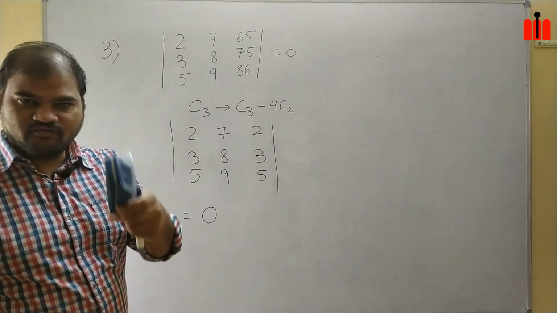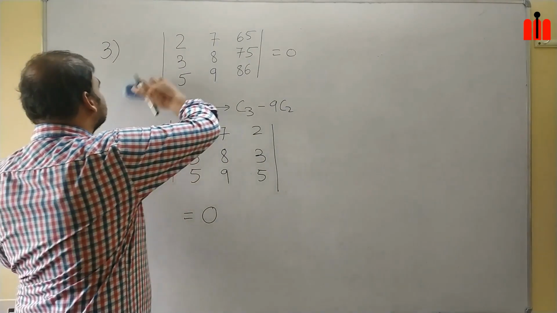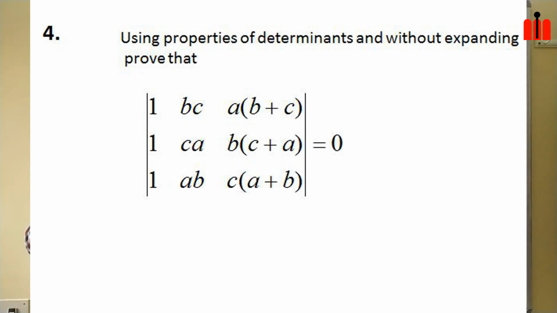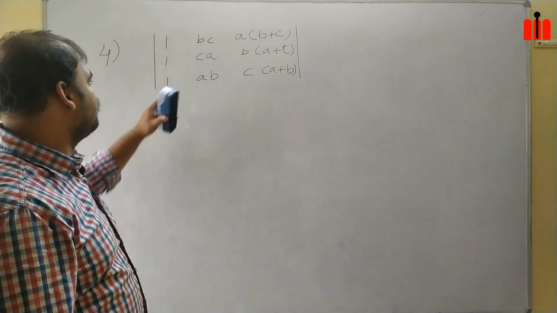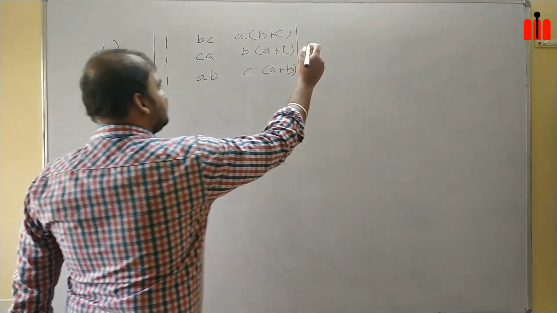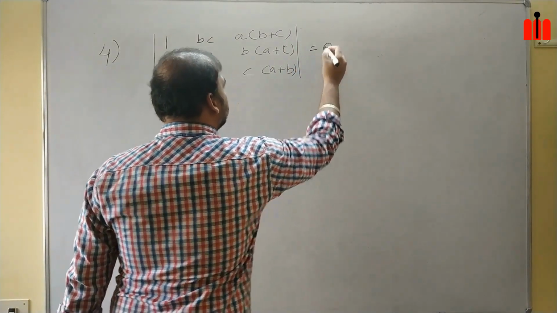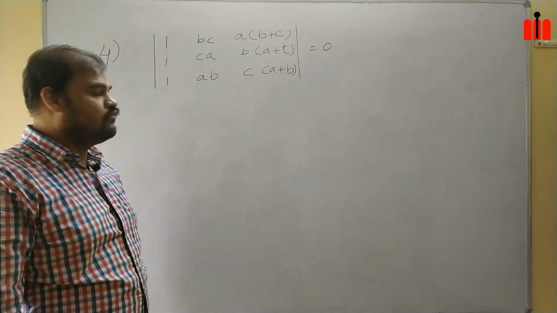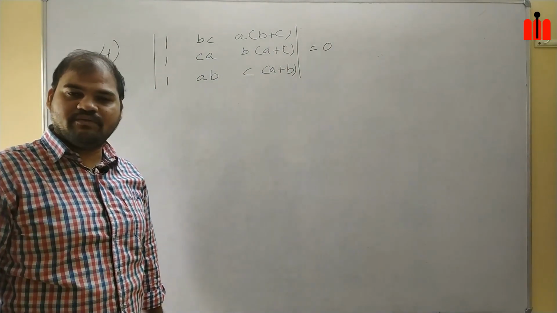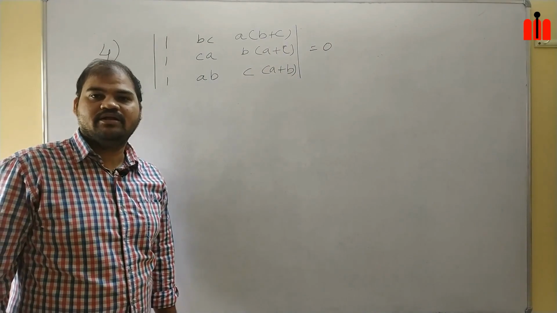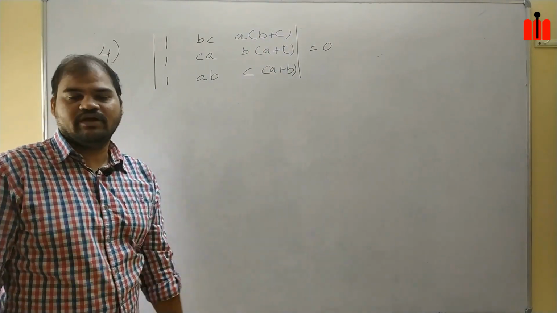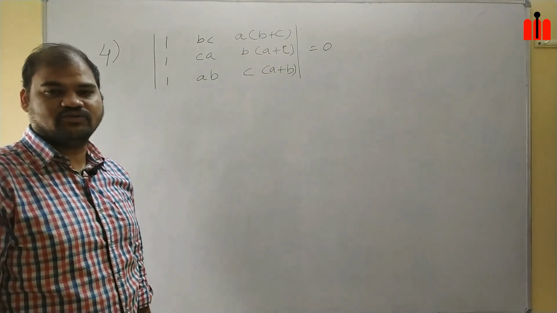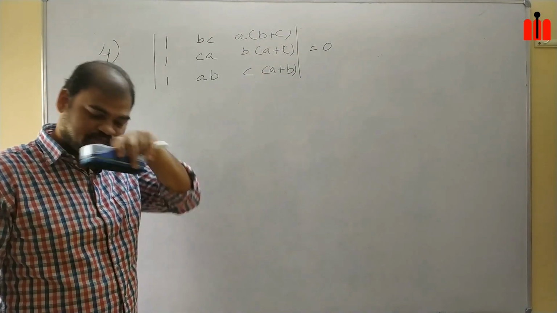Let's move on to problem number 4. In problem number 4, it is the determinant with rows 1, BC, A into B plus C; 1, CA, B into C plus A; 1, AB, C into A plus B. So the determinant of this is equal to 0. We have to show that without expanding, by using properties.